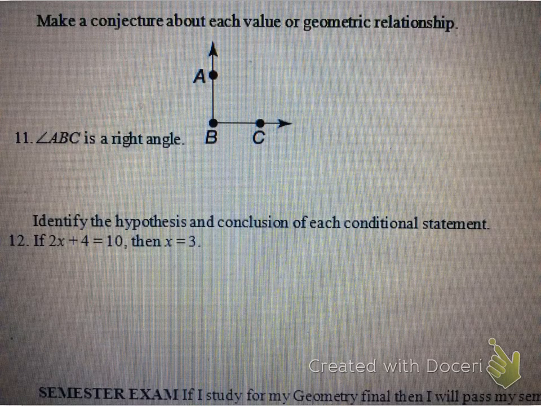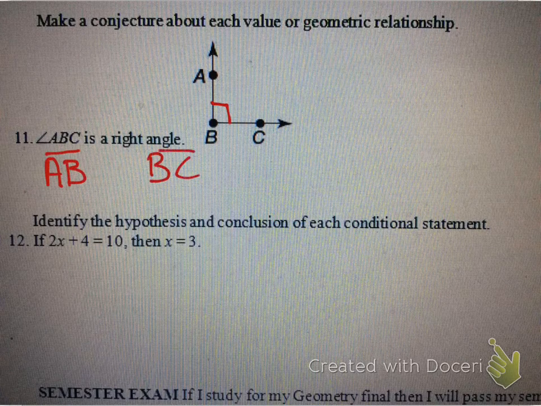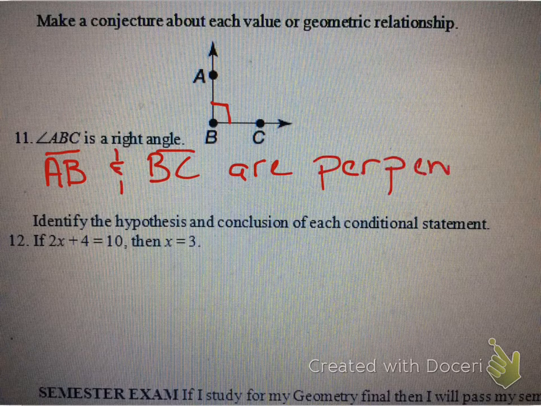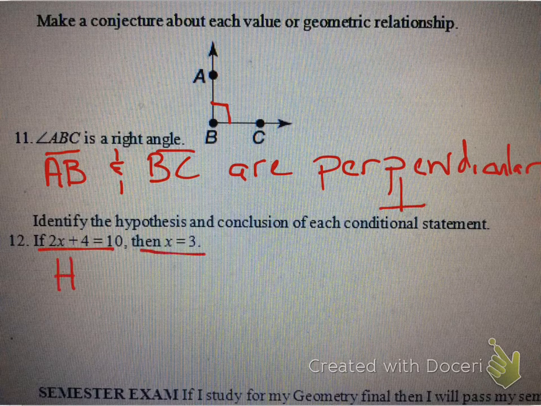Here I'm telling you this is a right angle, so what do you know? Anything that's a right angle, if you've got two lines, the minimum you should be able to tell is that the two lines are perpendicular. So I can make a conjecture that AB and BC are perpendicular. Or you could have said ray BA and ray BC are perpendicular. Anything like that would have been fine.